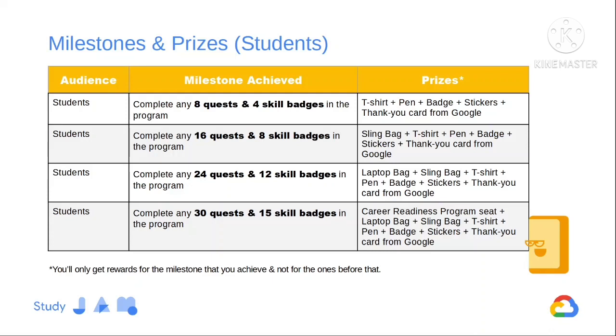And if you want a career readiness program ticket, then you need to complete 30 quests and 15 skill badges, and then you will get a career readiness program seat, a laptop bag, sling bag, t-shirt, pen, badge, stickers, and thank you card from Google.